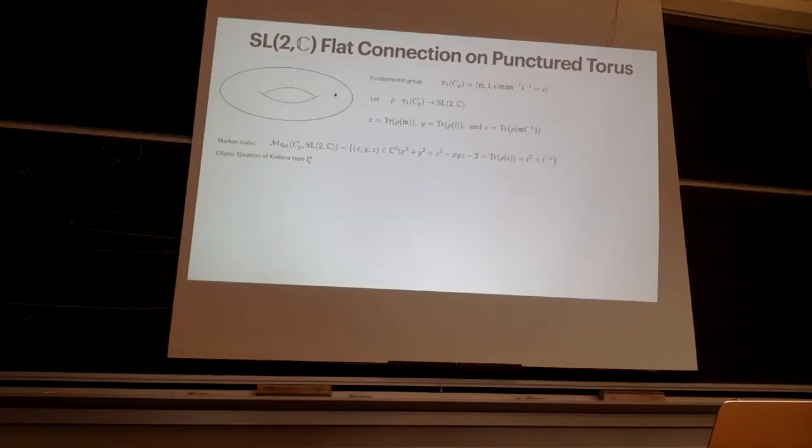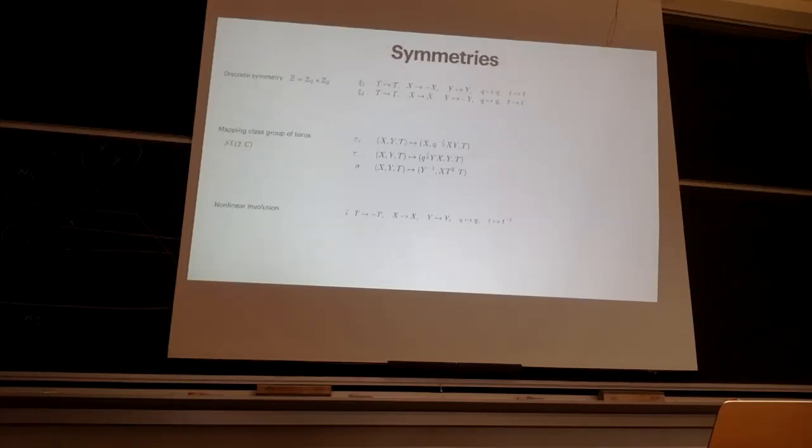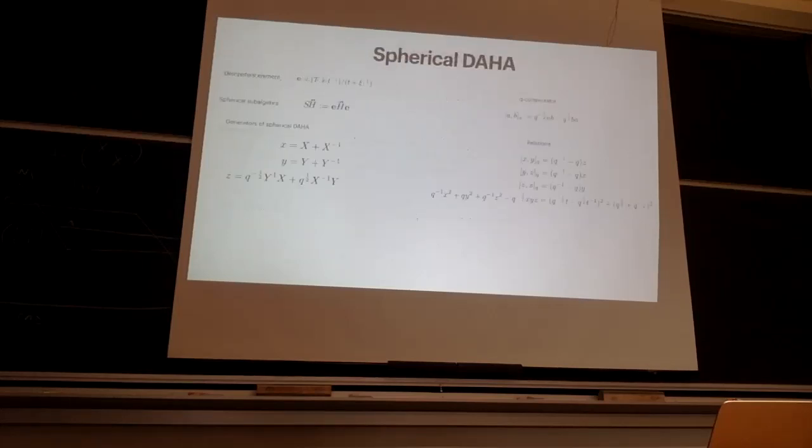And then I think I forgot to say, something was missing from that slide. If you take the classical limit q to 1, then all q's become 1, and this relation goes into this cubic. So the coordinate ring of the moduli space of flat connections, you can describe it like this. It's called the Markov cubic in this three-dimensional complex space.